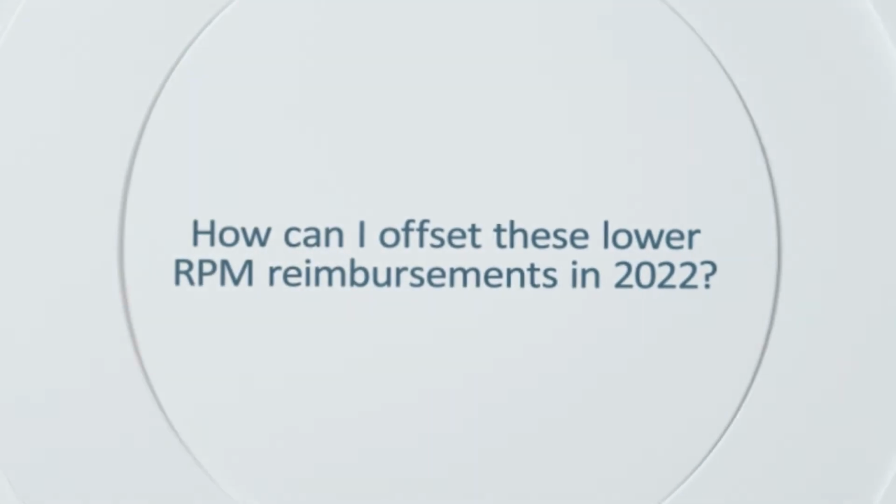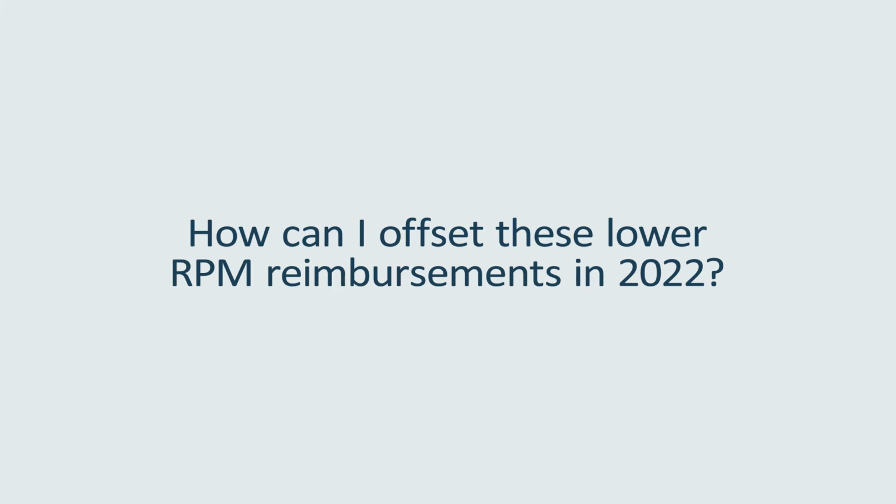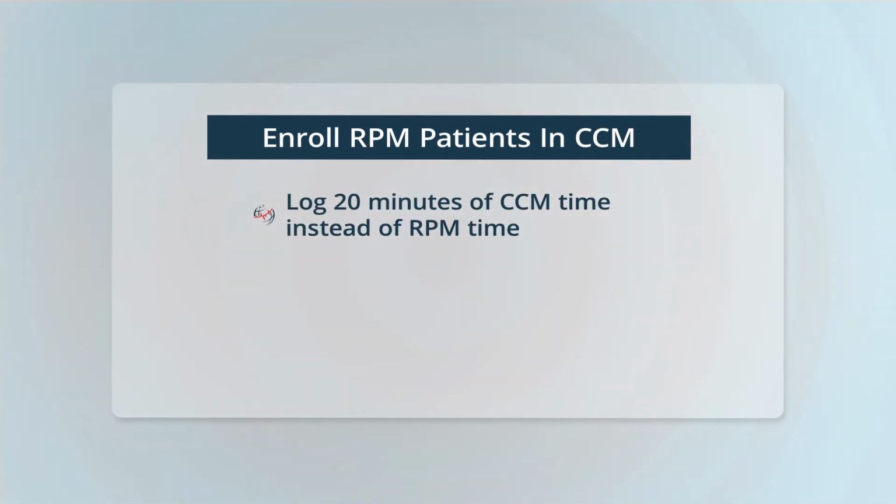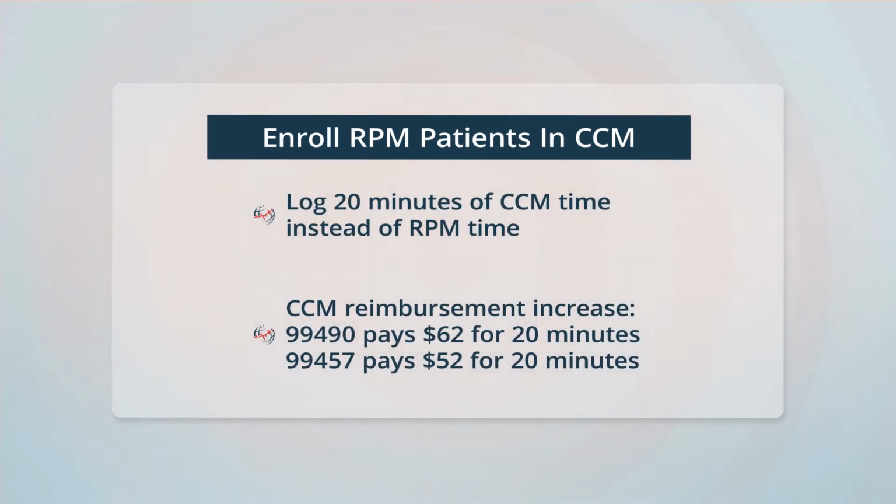So, how can we offset these lower reductions to still have a successful RPM program? First off, if you haven't done chronic care management or CCM, be sure to check out our other video on CCM. Even though RPM did lower its rate, CCM rates have increased significantly. For example, $42 is now $62 on a 20-minute reimbursement code. So using CCM for some of these codes is a great way to offset the lower RPM reduction.